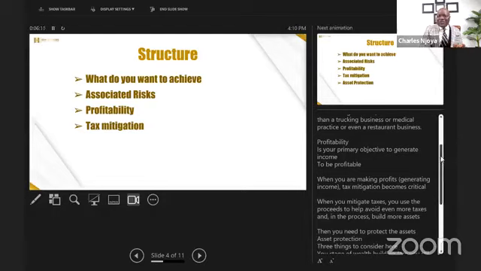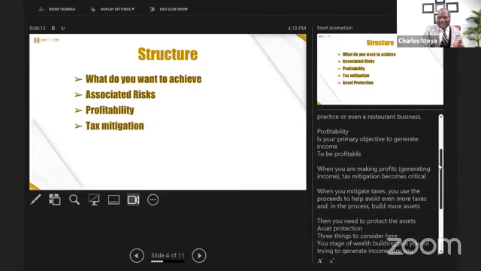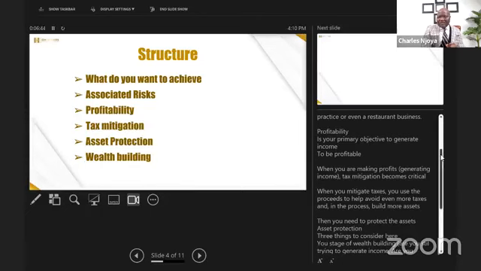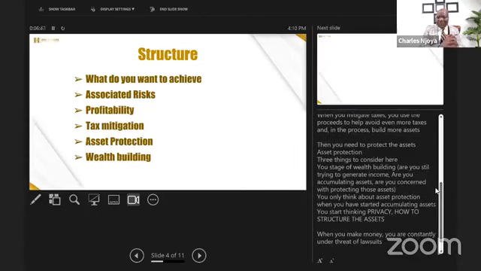Then you need to protect assets. Now that you've got profitability, you have profits, you've made income. So basically, when you have income, you start thinking about tax mitigation. And when you mitigate taxes, you buy assets. And when you buy assets, you're thinking about asset protection. Now, because you've started accumulating assets, when you accumulate assets, it's all about wealth building. Again, we're talking about structure.